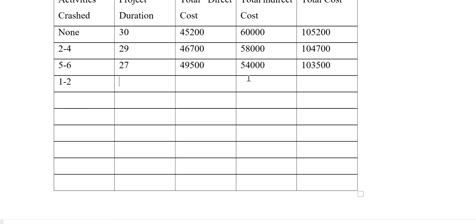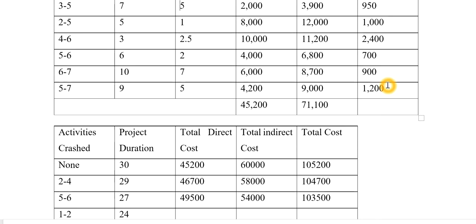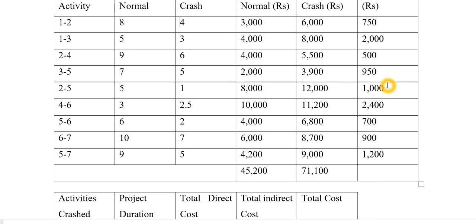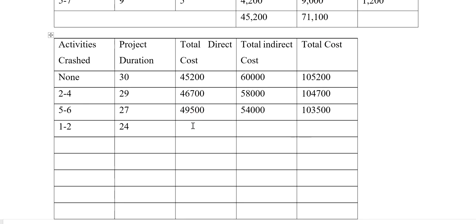Here I'm going to write 24. Now by crashing 1 to 2, how much extra expenses I have to bear? I can see from here 3,000, 6,000, so 3,000 extra. So I will add this 3,000 to 49,500. So it will become 52,500. And the indirect cost, 24 into 2,000, which comes to 48,000 here. And the total cost is 1,500,000 here. Now moving forward to the network.